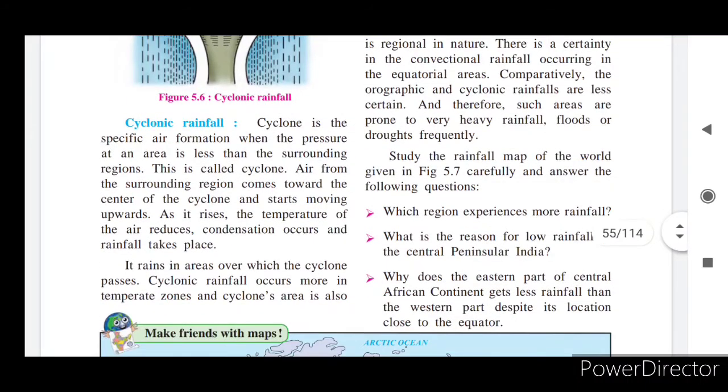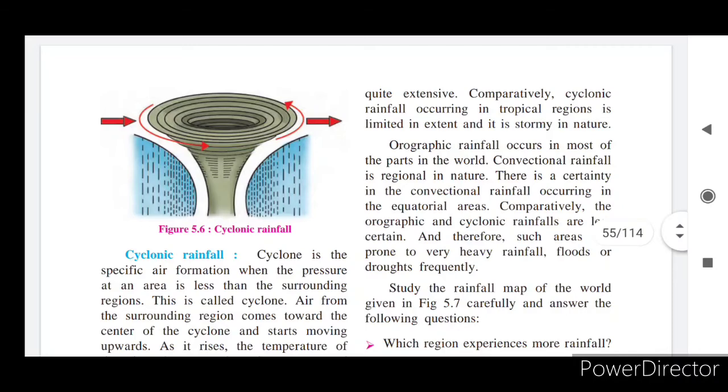It rains in the area over which the cyclone passes. So from where the cyclone passes, only that region will get rainfall. Cyclonic rainfall occurs more in the temperate zone, and the cyclone's area is also quite extensive.